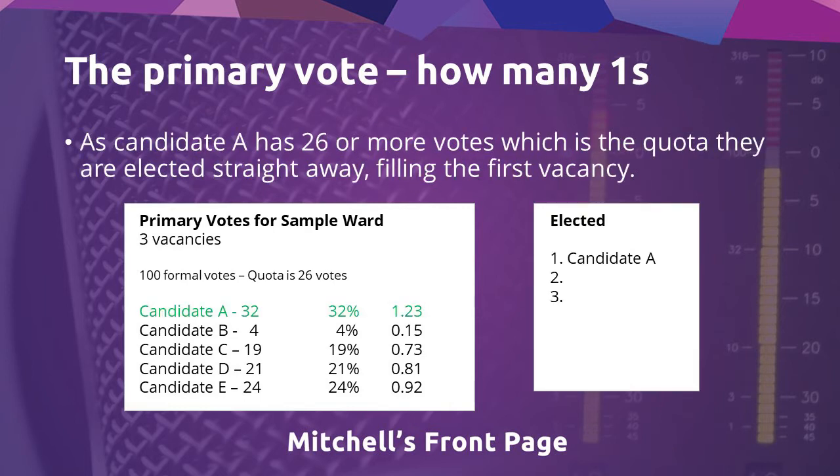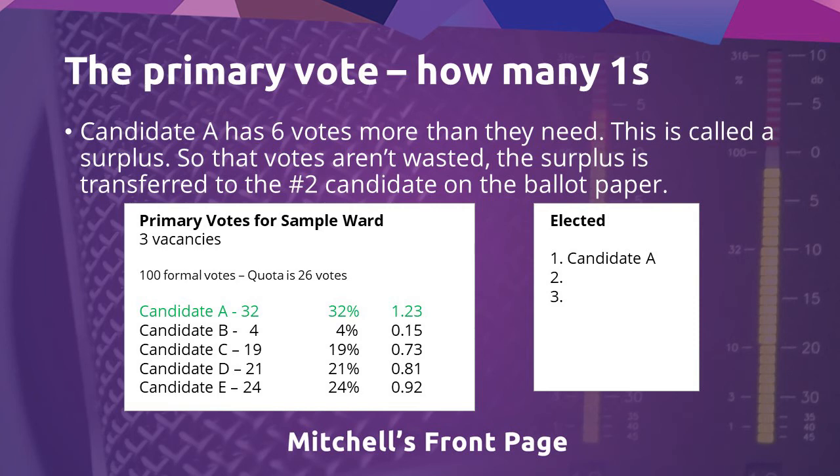Now, because candidate A has 26 or more of the votes, that's the quota, they're elected straight away, which fills the first vacancy. So we can see here, candidate A is green, and they're now the first candidate to be elected. And there's 2 vacancies remaining. Now, candidate A has 6 more votes than they actually need to be elected. So they've got 32 votes, but really they only needed 26 to be elected. So that the votes aren't wasted, their surplus votes, 6 votes, are transferred over to the candidate that the voter put as number 2 on their ballot paper.